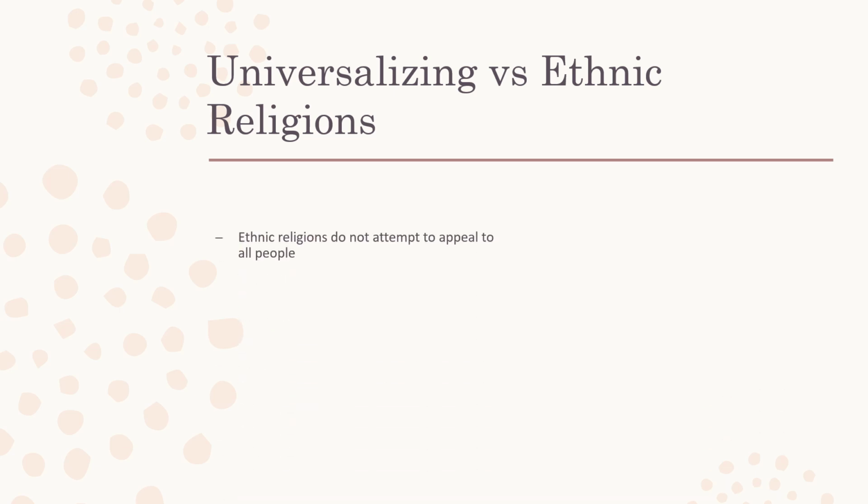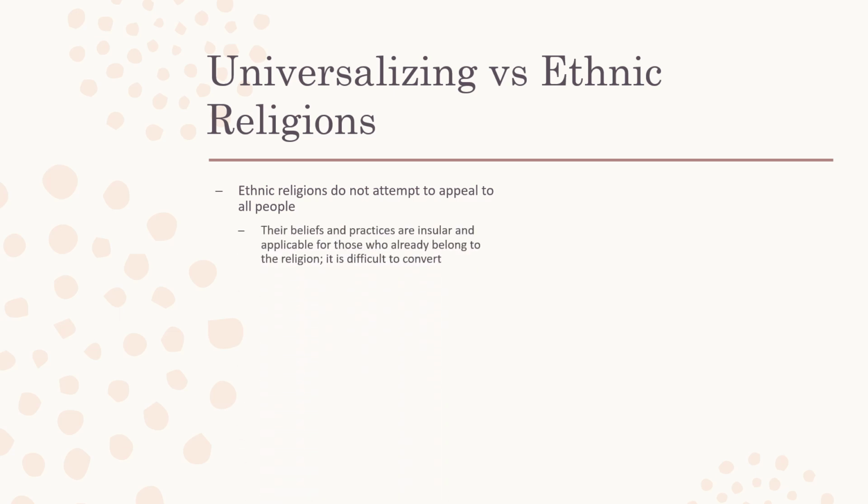Universalizing versus ethnic religions, these are two distinctions that we have, and they impact how much they spread and where they spread to. Ethnic religions do not attempt to appeal to people. Right? There's no proselytizing, there's no measure of saying everybody can be a fill in the blank. The beliefs and practices of ethnic religions are insular and really only apply to those people who already belong to the religion, right? And sometimes it's difficult to convert to that religion.